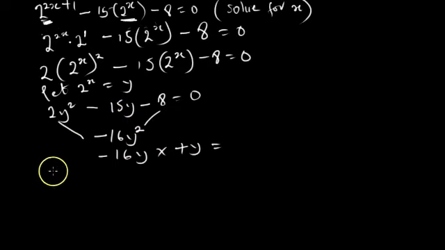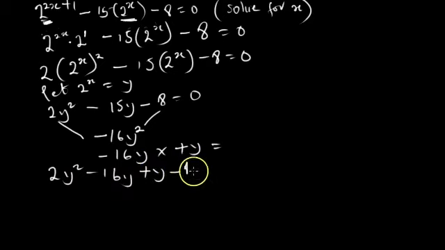So I can conveniently replace that. That's 2y squared minus 16y plus y minus 8 is equal to 0. In case you are wondering how I did that, we have a full lesson on solving quadratic equations using the factorization method. We'll place a link in the description below for you to see that.